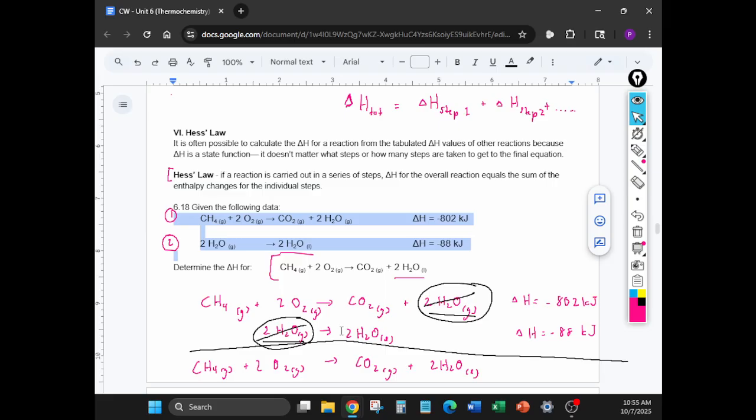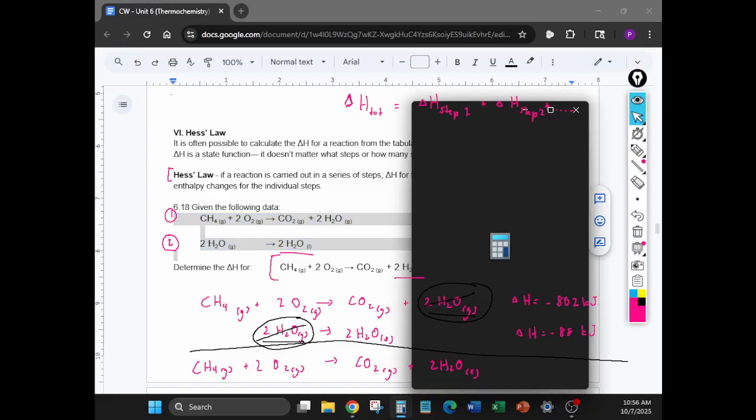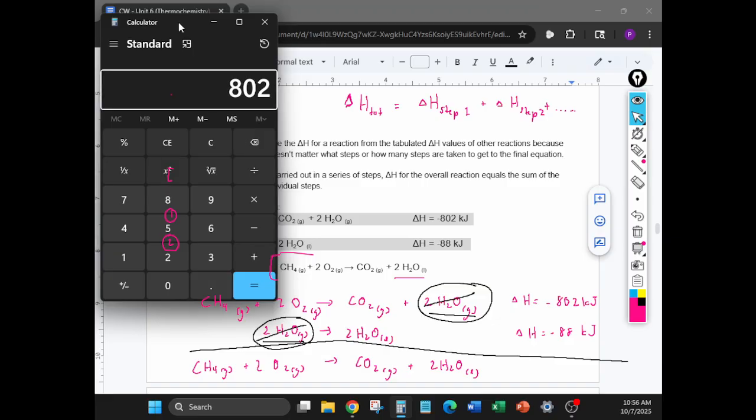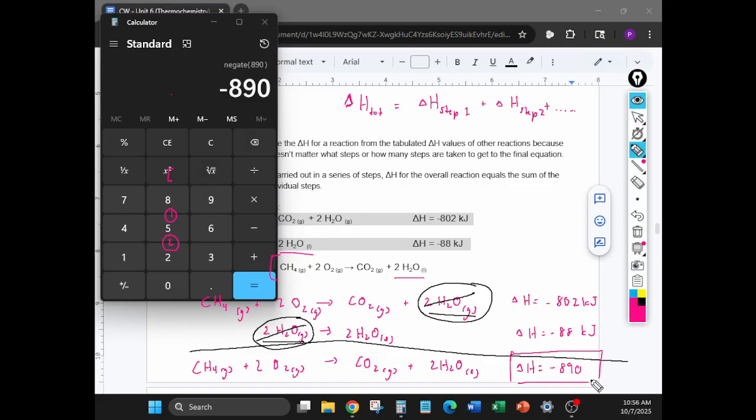This time was really easy. We didn't manipulate it, but the next problems we're going to have to do some manipulating. I'll show you what we have to do when we manipulate. To find the delta H to solve our problem, you just add up these two values. They are negative, so it's going to be 802 plus 88, and it'll just be negative 890. So the delta H, our answer, is negative 890. It's just the sum of the steps.